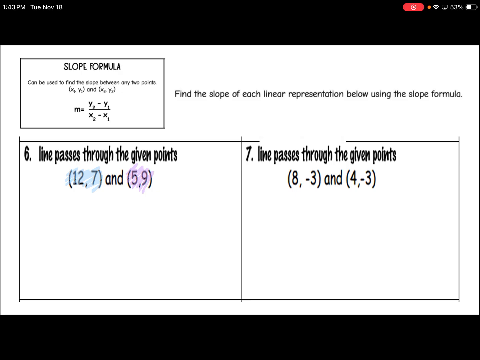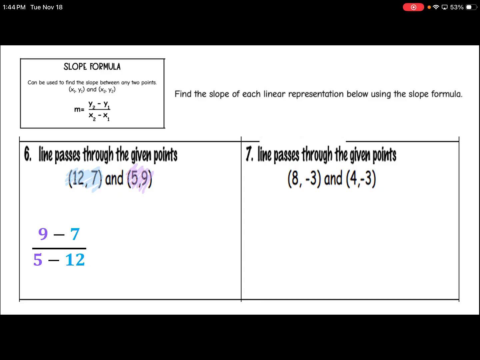Okay, I'm picking 9 as my second, so I'm going to have 9 minus 7. Everybody agree? And then I'm going to go back and get 5, what she had a negative for. You get the same numbers, just the wrong sign. If you go 9 minus 7 and then 12 minus 5, that's going to be wrong. Got to go back to whichever one you started with.